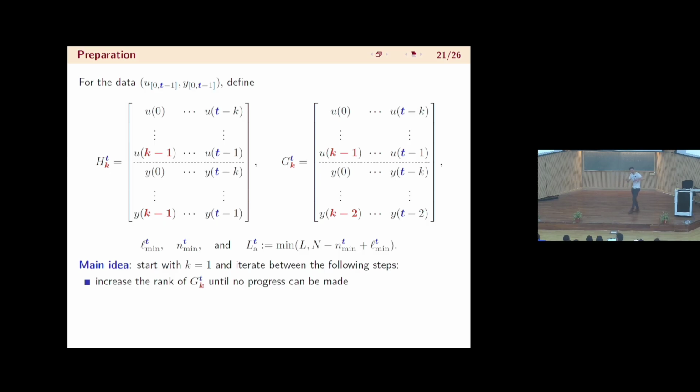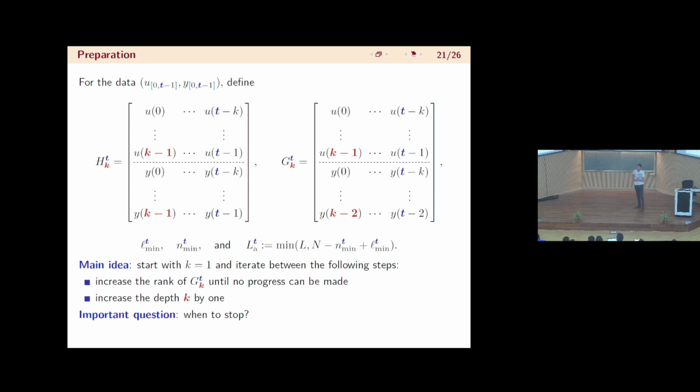So this is a similar procedure as in the online experiment that I showed you before, right? So we try to improve the rank of this G_k Hankel matrix until I cannot make any progress anymore. If I cannot make any progress anymore, I then increase the depth k by 1. So from k is 1, I go to depth 2 Hankel matrix, and again I increase the rank of the G_k matrix. And I continue doing that.